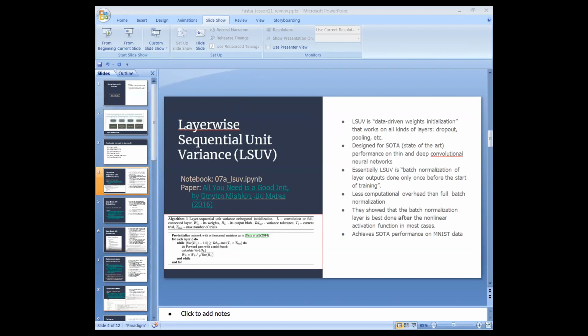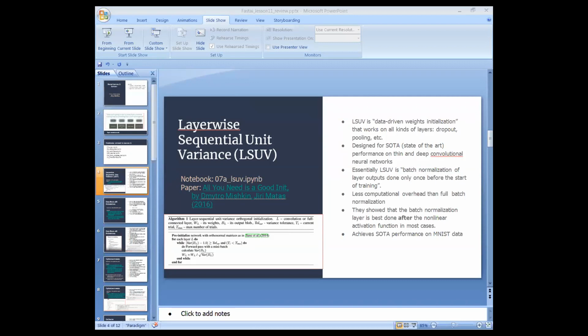The way you do it is for each layer, you check to see if the variance is within a certain tolerance of 1. If it's within the tolerance of 1, then you're good. Otherwise, you divide the weights by the square root of the variance, and that will bring it closer to a variance of 1. That's the key.